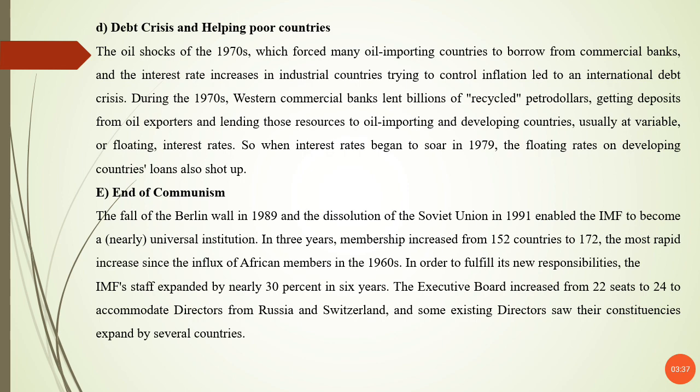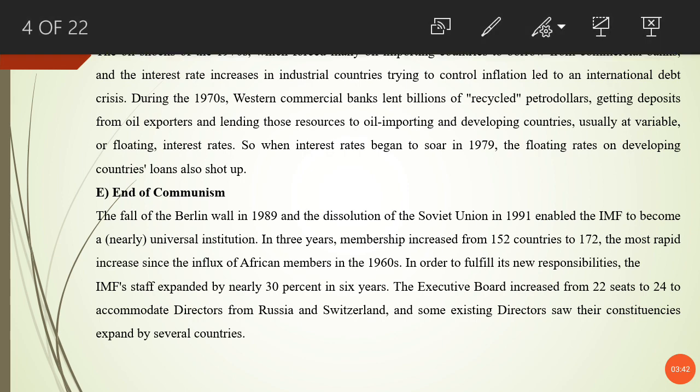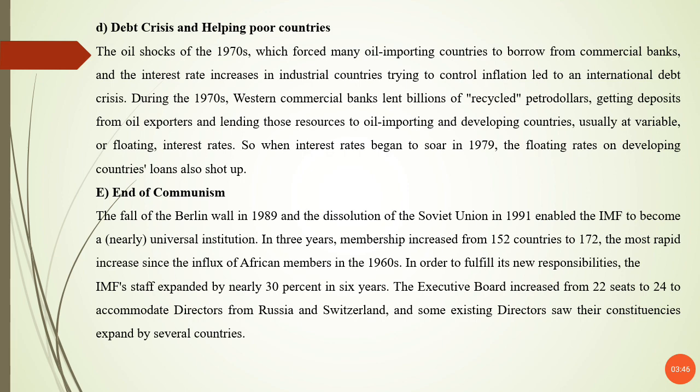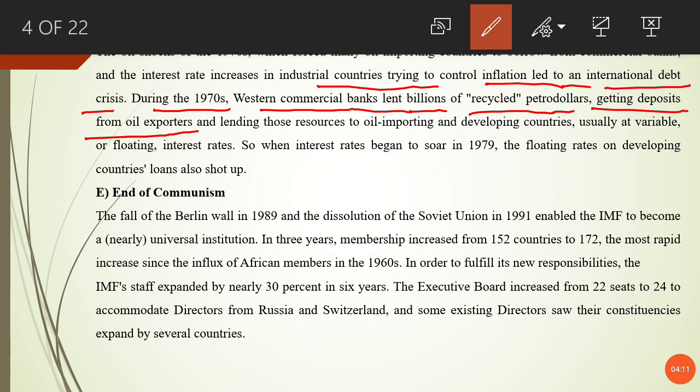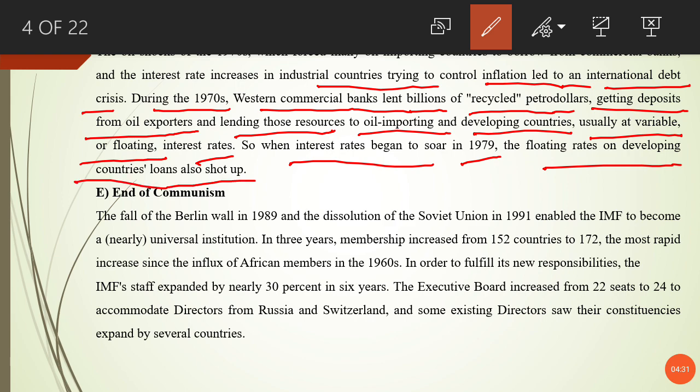D. Debt crisis and helping poor countries. The oil shocks of the 1970s, which forced many oil importing countries to borrow from commercial banks, and the interest rate increases in industrial countries trying to control inflation, led to an international debt crisis. During the 1970s, Western commercial banks lent billions of recycled petrodollars, getting deposits from oil exports and lending those resources to oil importing and developing countries, usually at variable or floating interest rates. So, when interest rates began to soar in 1979, the floating rates on developing countries' loans also shot up.